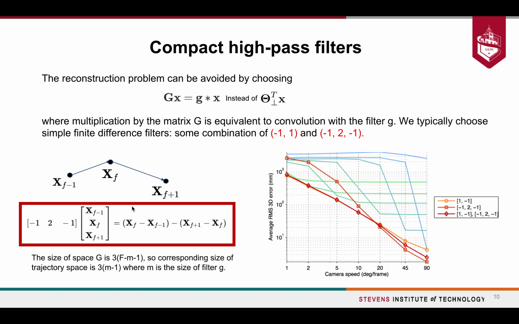How does this work? For example, here are three points in the sequence X, and when implementing the -1 2 -1 filter, it is equivalent to finding the difference of these two vectors, which actually is the second derivative. And using -1 1 is trying to represent the distance between all neighboring frames, which actually is the first derivative.